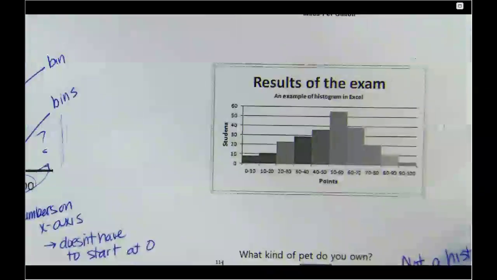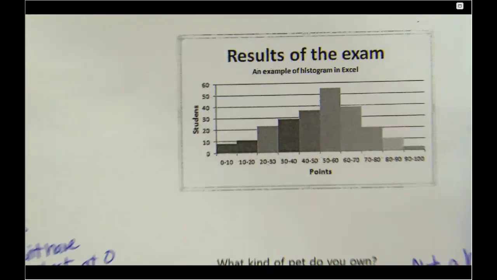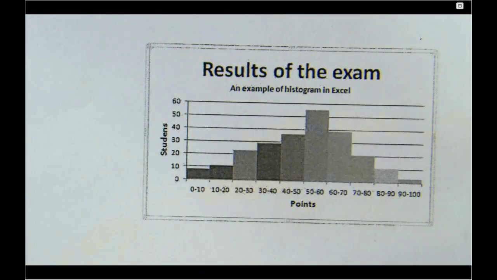Now, look at this guy. If you ever used Excel or have to use Excel in your adult life, this is what Excel would give you as a histogram. It looks like a histogram, but I don't like the labeling on the x-axis, because I think this is confusing. It's doing too much.